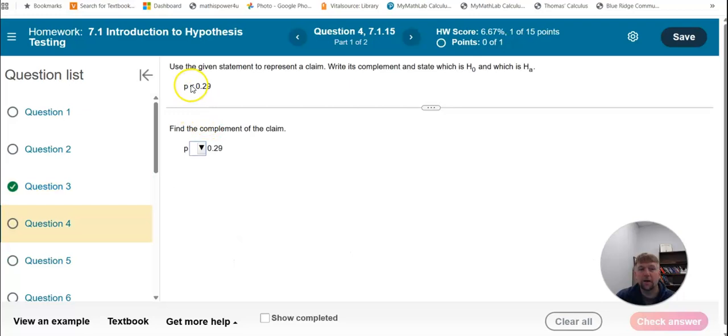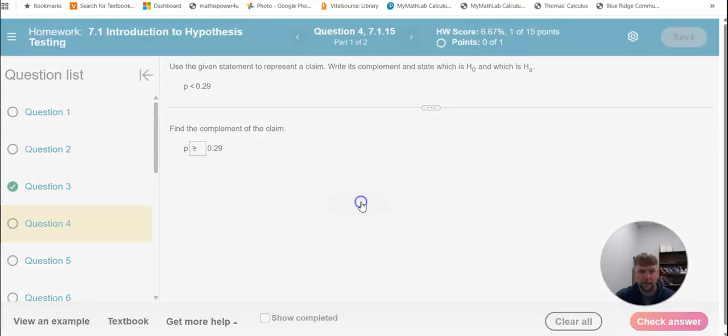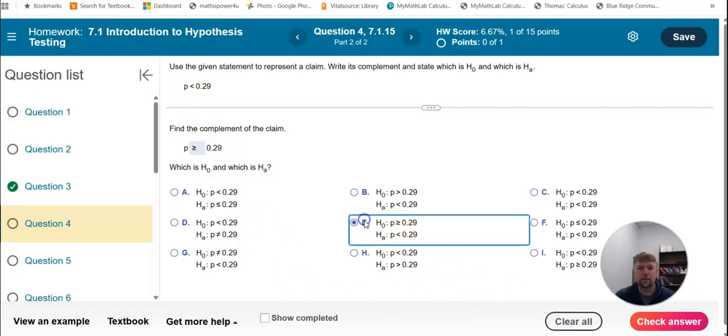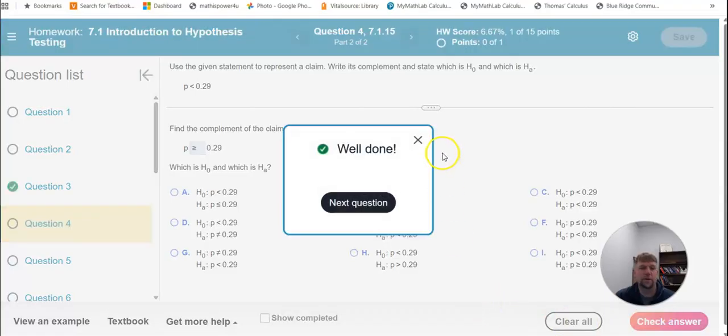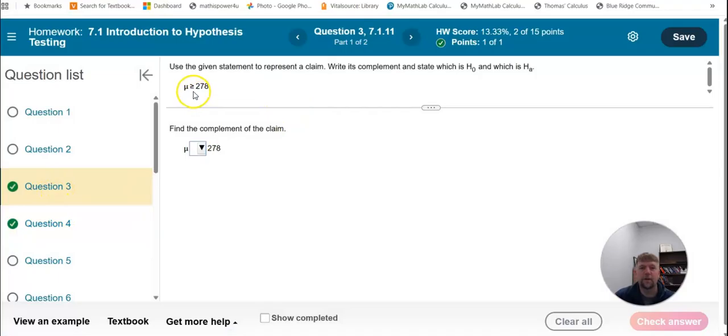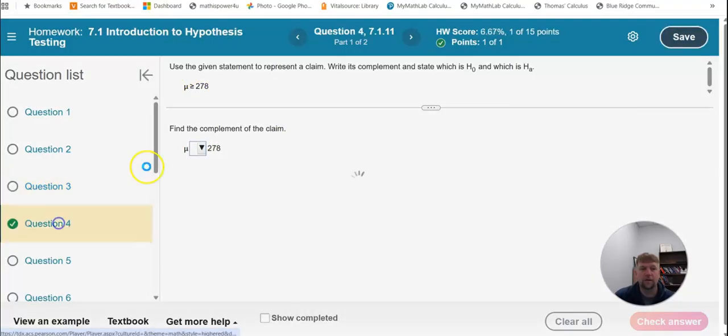All right, this time we are not underlined, so the complement would be to flip the order symbol around and underline it. So flipping it around and underlining it is the complement. And now again, equality in the null, so P is greater than or equal to, and then less than in the alternate. So greater than or equal to, less than. There's our choice. All right, so same thing as the first one. It's just we're given the or equal to here, whereas here we're given strictly less than.